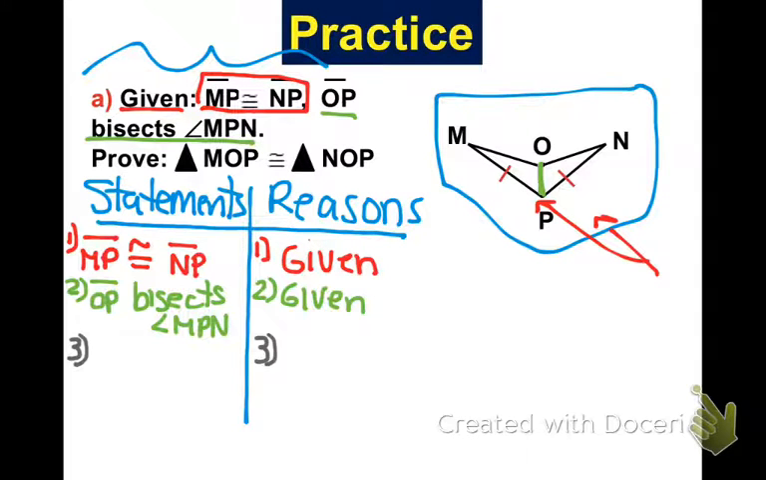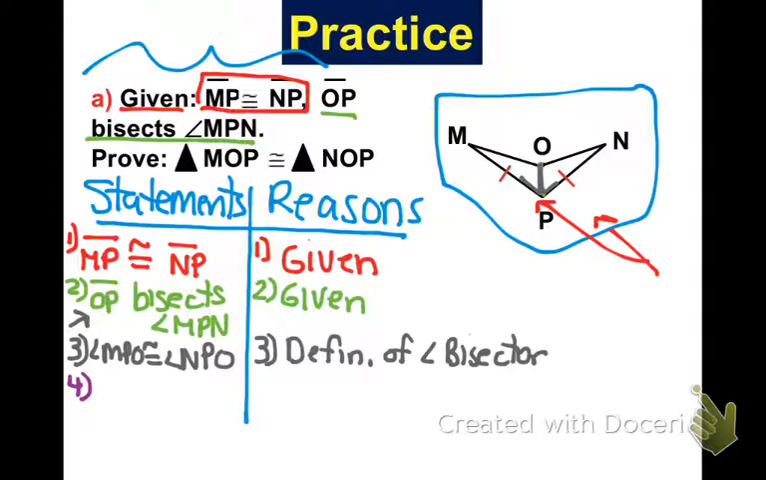Now we're thinking to ourselves, why did they mention that segment OP bisects angle MPN? What's so important about that? So our mind should go to, what does bisecting do? Bisecting means it cuts it in half. So it's going to create congruent angles. So number 3 is angle MPO is congruent to angle NPO, and that's just the definition of an angle bisector.